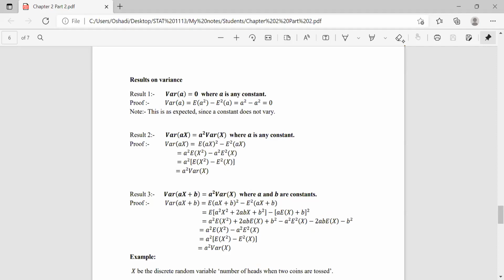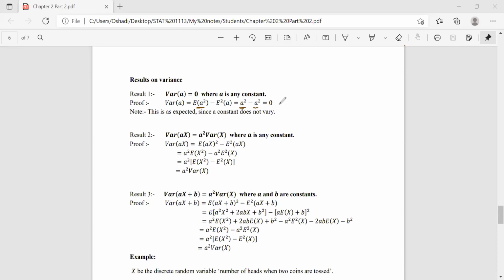So the expected value of a constant is the constant itself. So we can write this as A squared minus, and the expected value of A is A, so the squared of the expected value of A is A squared. So it becomes 0. This is as expected, since the constant does not vary. Since the constant does not vary, the variance is definitely 0.